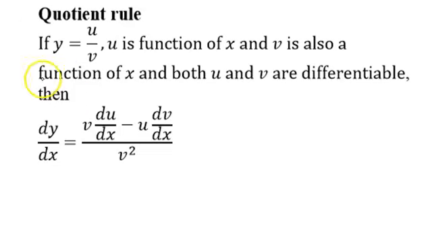So let's begin. If y is equal to u over v, where u and v are all functions of x, and they are all differentiable, that you can differentiate them. And if you want to find the derivative dy dx, then this is the formula. I mean the denominator times the derivative of the numerator minus the numerator times the derivative of the denominator. Then you square the denominator. That is all. Now let me illustrate this with an example.